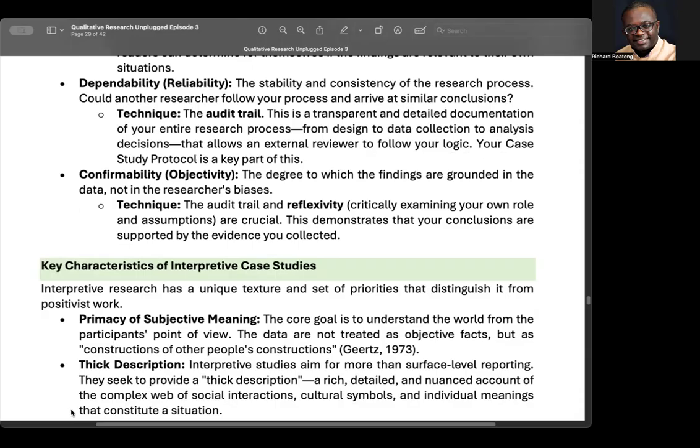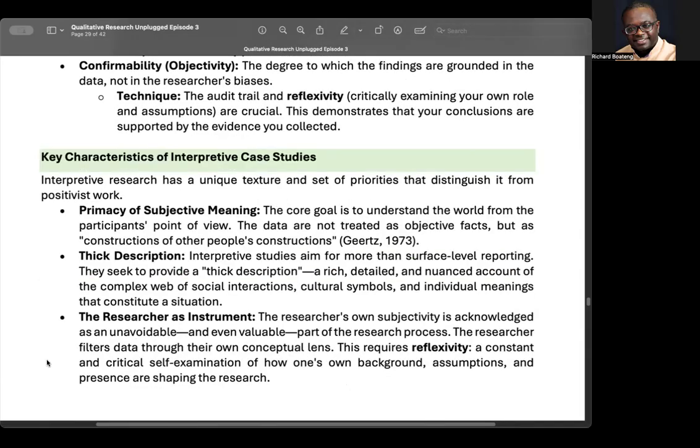This means keeping meticulous, transparent documentation of your entire research process, every decision made from research design through data collection to analysis. Your field notes, memos, analysis documentation, and especially your case study protocol all form part of this audit trail. It allows an external reviewer, like an examiner, to follow your steps and logic. So documenting everything. Everything.